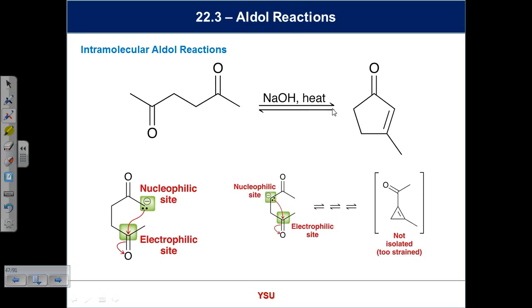This is more related to what we do next week, when we start leading towards the Robinson annulation, which is the basis of making steroids, the sort of natural product synthesis to make steroids. If you were to put 2 functional groups in a molecule, it can cyclize. You've seen that before. Alcohol at one end, carboxylic acid at the other end, they cyclize to give you an ester, a lactone.